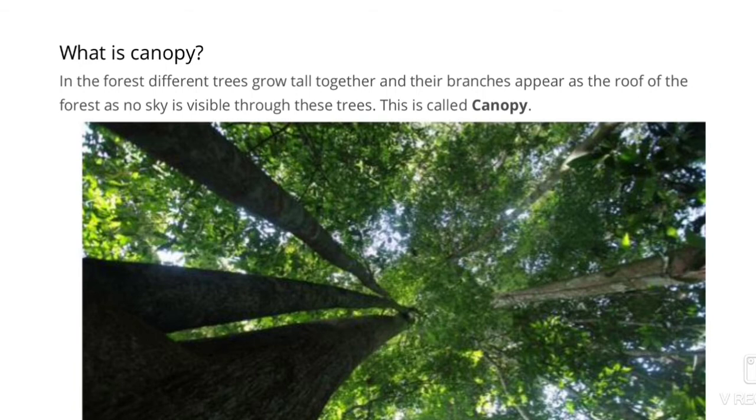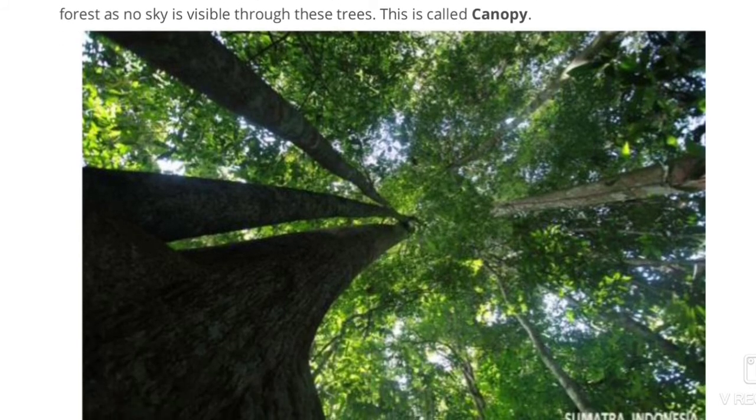Next is the canopy. So what is a canopy? In the forest, different tall trees grow together and their branches appear as the roof of the forest. As no sky is visible through these trees, this type of structure is called the canopy. You can see this type of structure is called the canopy.